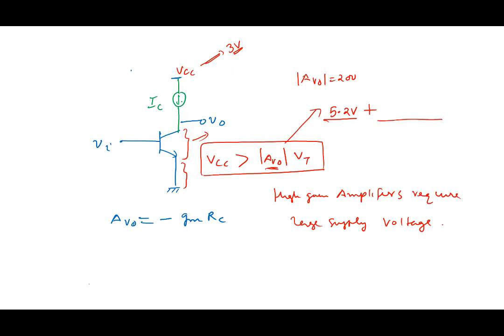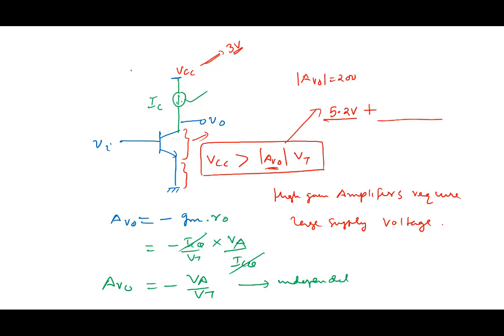Then you get AV equal to minus gm. The current source is like an open circuit. And now you cannot neglect the output resistance of the transistor, so you get gm r0. And gm r0, if we put minus ICQ by VT, multiplied by r0, which is VA by ICQ, ICQ cancels, and you get minus VA by VT, AV0. And you find that this gain is independent of supply voltage.